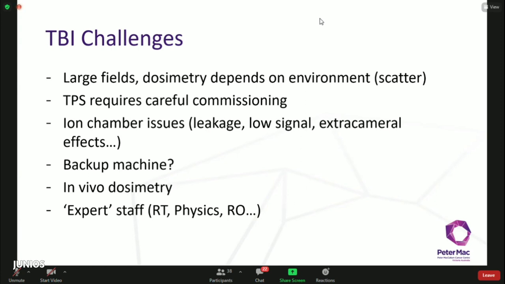You also need expert staff and the associated resources. So RTs who are familiar with patient setup, and physics, in our case, due to the treatment planning. We can also be present for unusual TBI setups. And the radiation oncologist, of course, and if appropriate, hematologists and transplant surgeons. So it's quite a multidisciplinary team requiring some specialist knowledge.